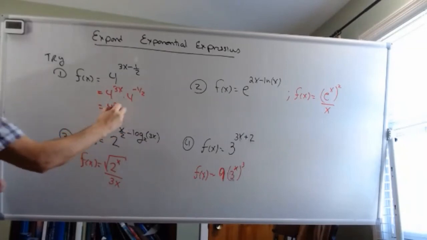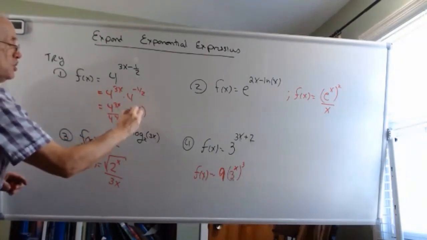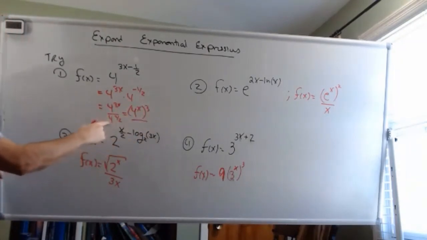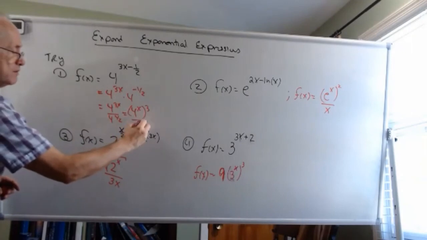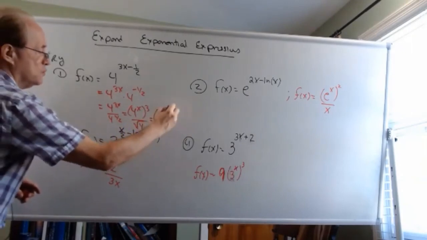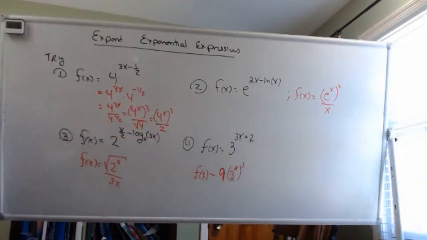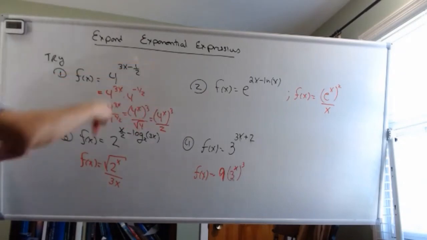But what is this 1/2? Well, I can rewrite this as 4 to the x cubed, and 4 to the 1/2 is the square root of 4, which is just 2. So I get 4 to the x quantity cubed over 2. That's one way of writing it, just with 4 to the x power.